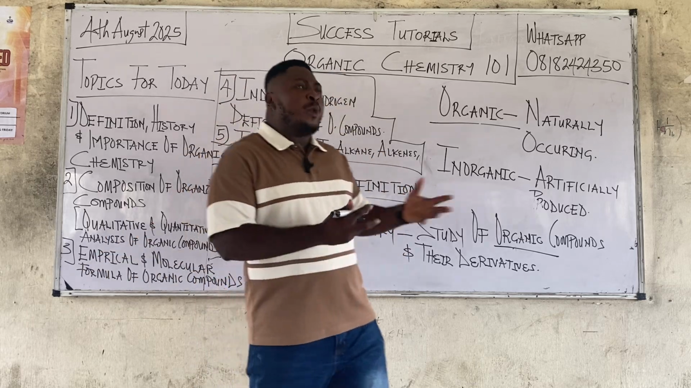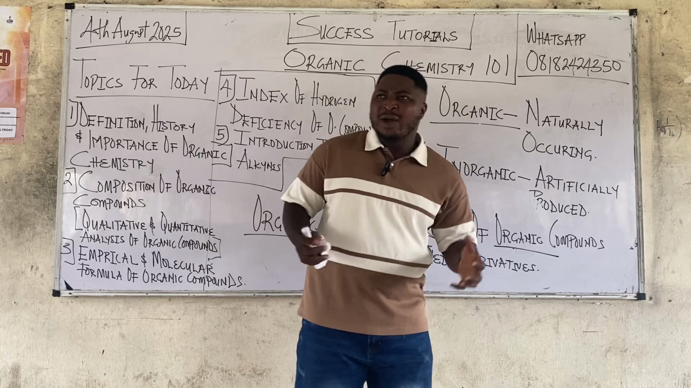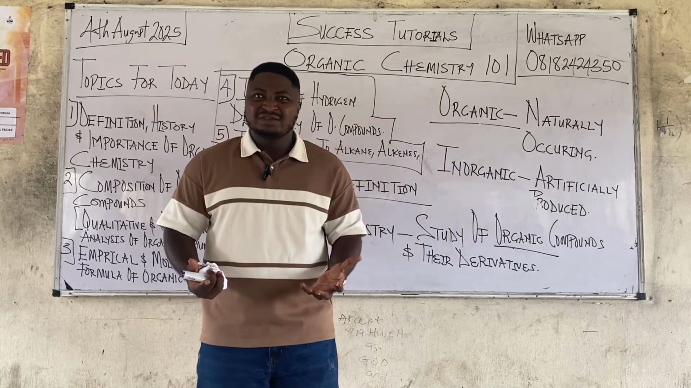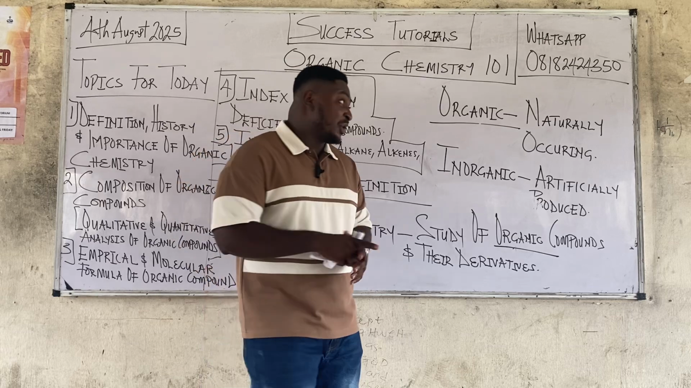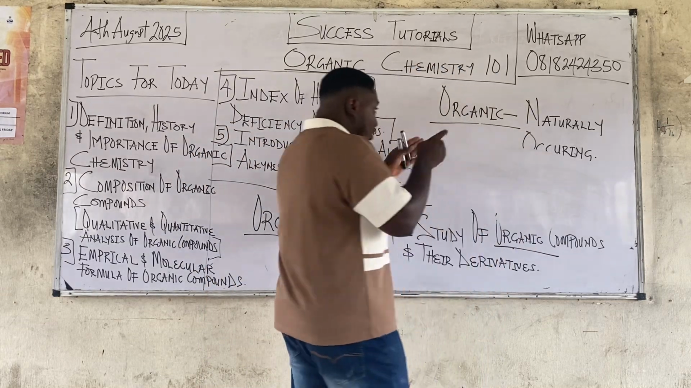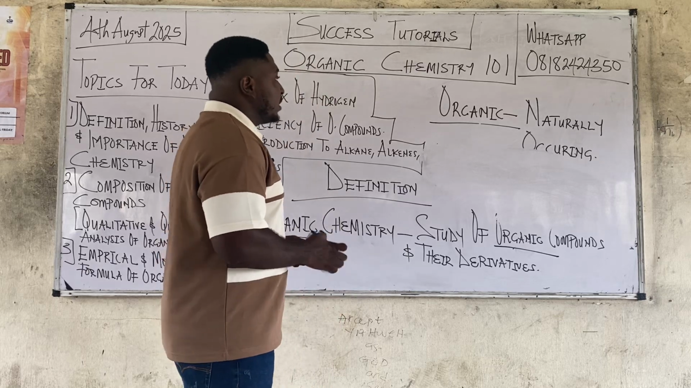When you come to your palm wine, it was tapped from a natural source. So palm wine is a naturally occurring drink. So you see the difference between organic and inorganic. Now, moving forward, focusing on organic now.